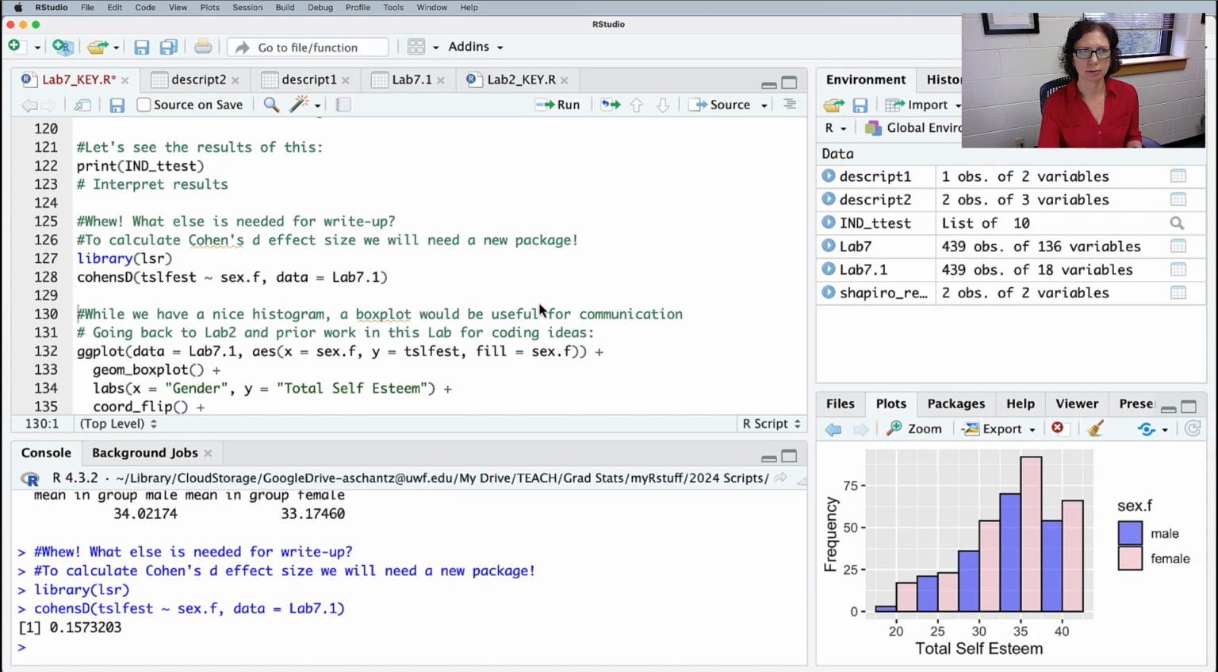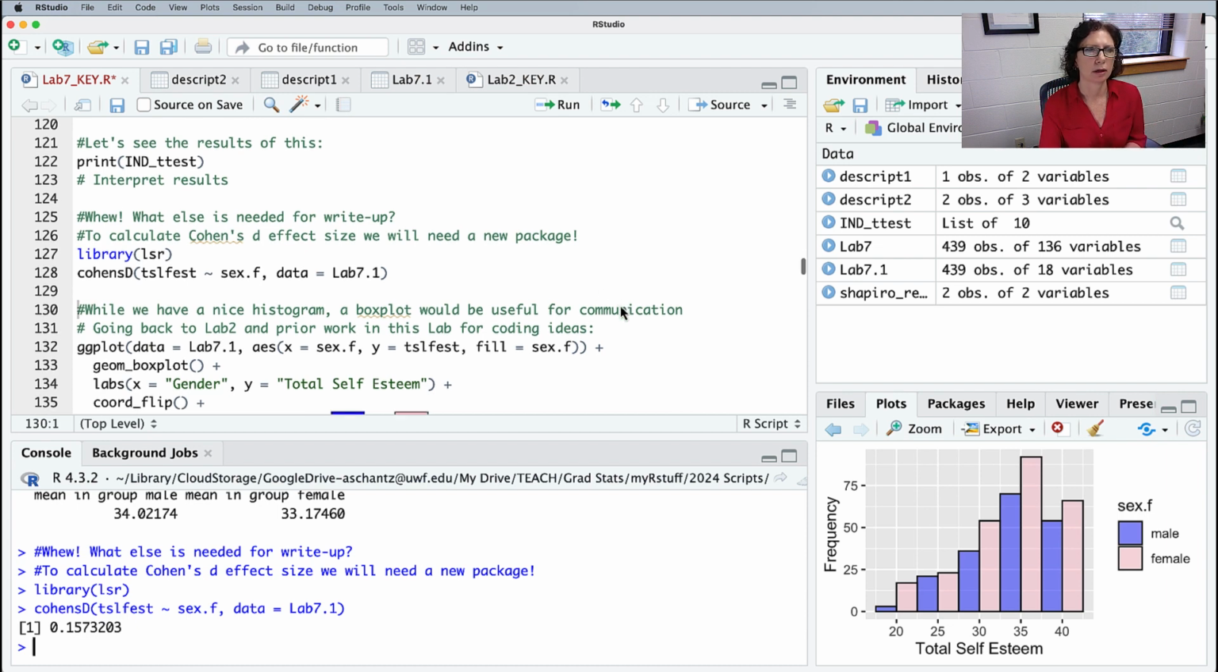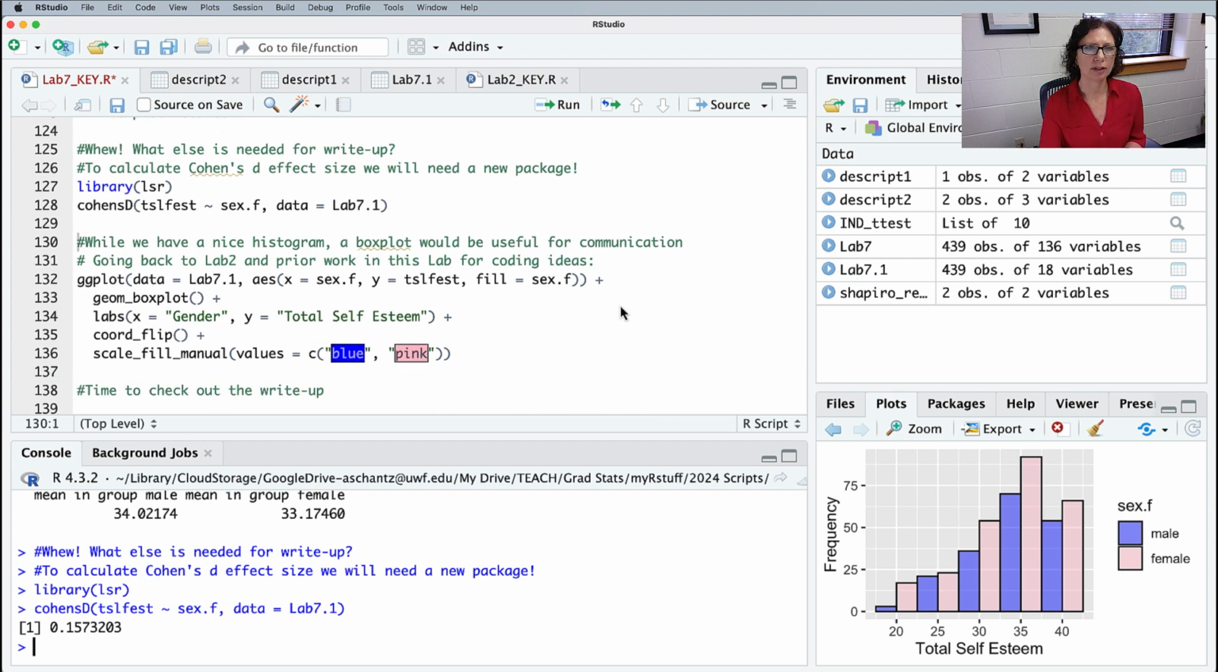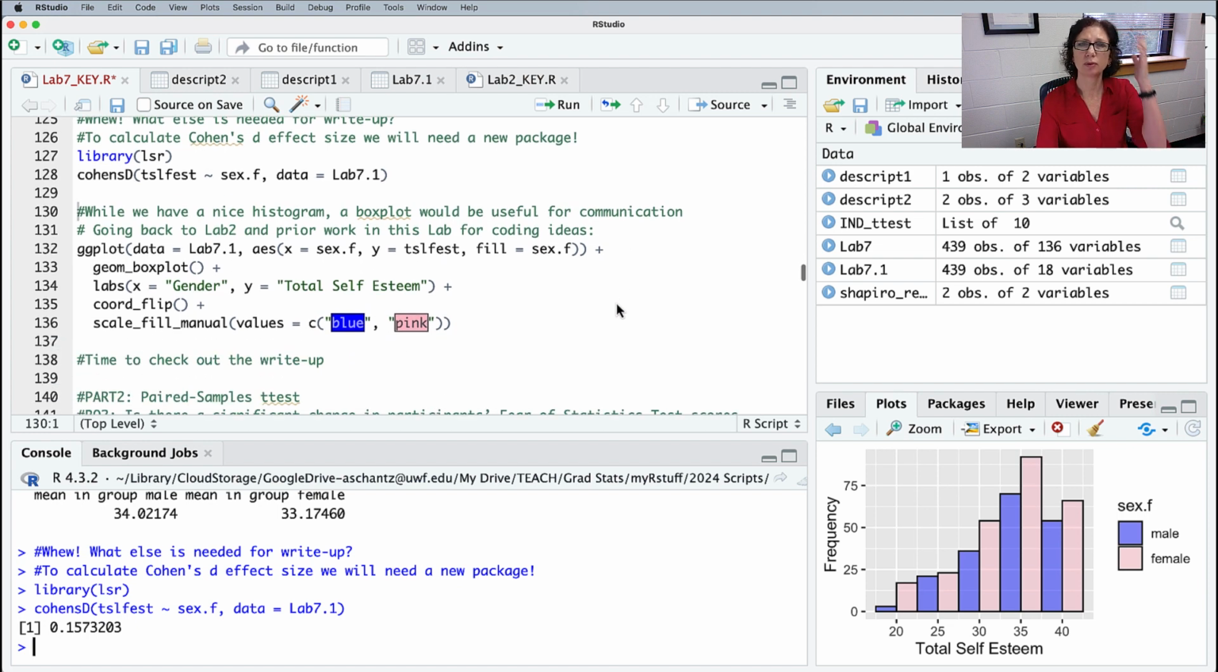So a very unimpressive effect size with this non-significant test. That makes sense. And while we have a nice histogram, a box plot would be useful here for helping communicate information about it.